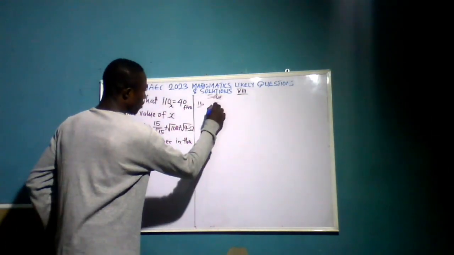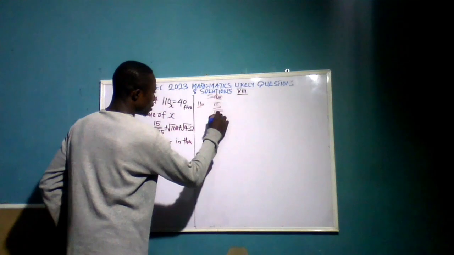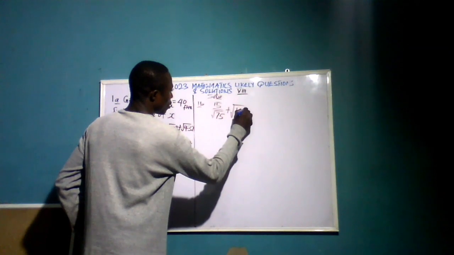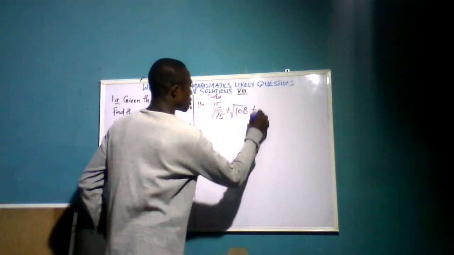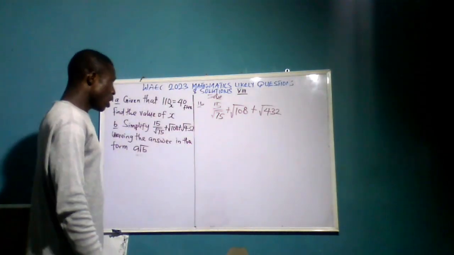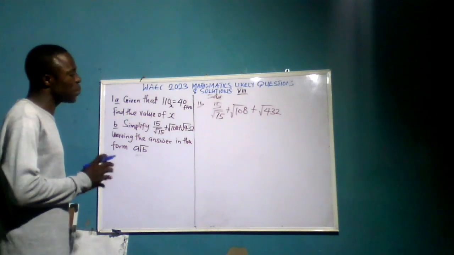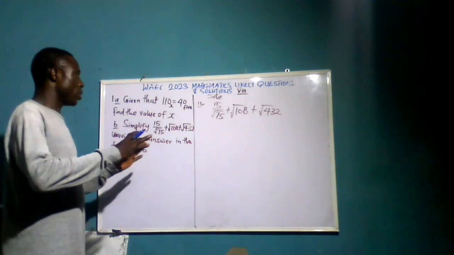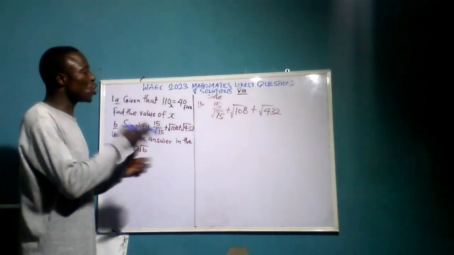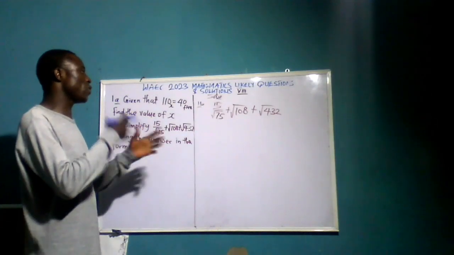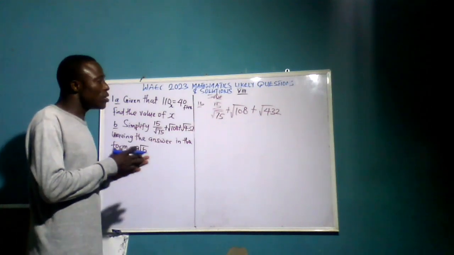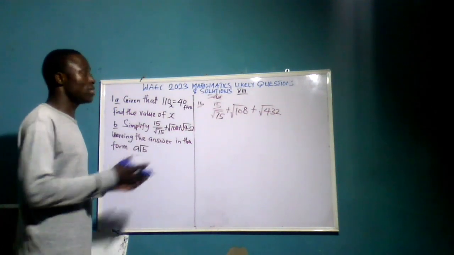So we have 15 all over square root of 75 plus square root of 108 plus square root of 432. Okay? The major thing we have to do here is to split these numbers under the irrational sign so that we'll be able to obtain perfect squares out of them, having at the back of your mind that once you obtain a perfect square, you can easily simplify it by finding the square root of that perfect square.